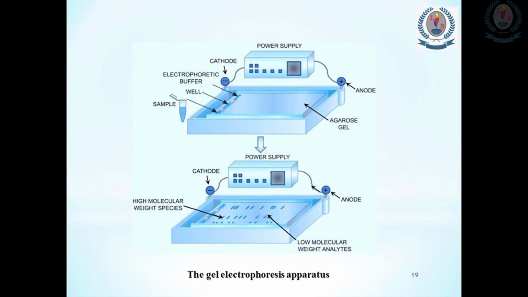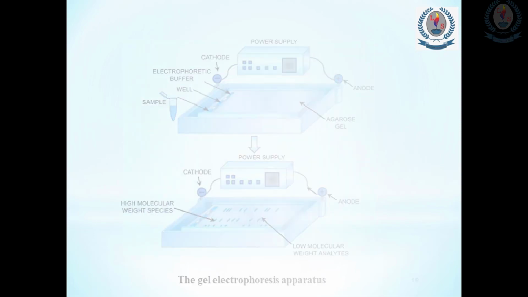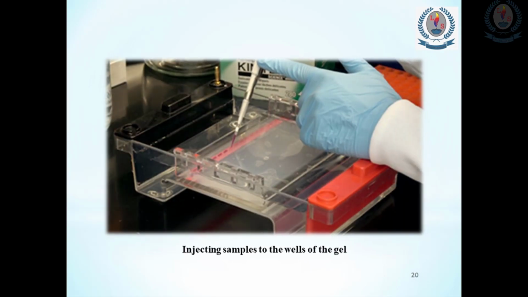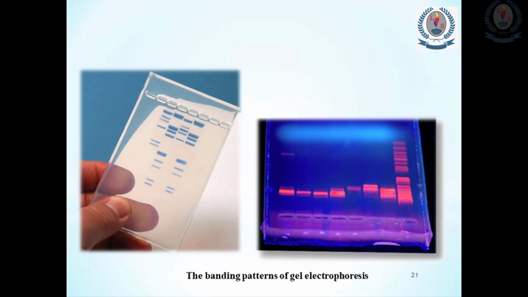So here now you can see the gel electrophoresis apparatus. You can see the cathode and anode, which are connected to the power supply, and the agarose gel. And there are wells placed closer to the cathode. We can inject samples into these wells. So these DNA fragments, when they are moving, are attracted towards the anode. So based on the size, they can be separated. In this diagram, you can see how to inject samples into the wells of the gel. So these are the banding patterns of gel electrophoresis.